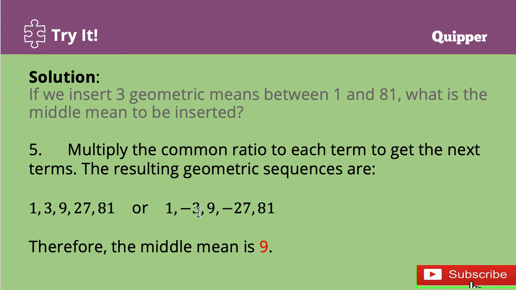and negative 3 times negative 3 is positive 9. And positive 9 times negative 3 is negative 27. And negative 27 times negative 3 is positive 81. Since it satisfies the given problem, with the first term 1 and the last term 81, we can use these two common ratios. But all we care about is only the middle mean. Since they have the same answer, which is positive 9, the middle mean is positive 9.